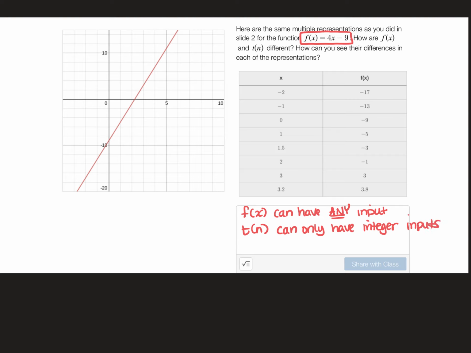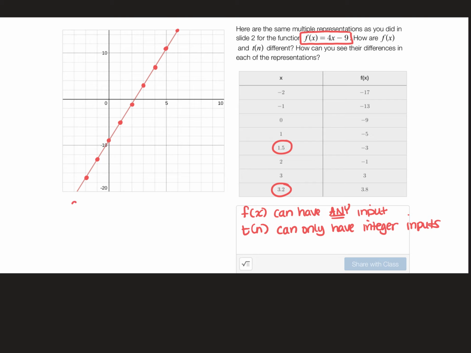And I can see that because in the table, I've got inputs that are not integers. On the graph, I see that I've connected it, which means instead of having just the values for x equals 0, x equals 1, x equals 2, 3, and so on, okay, if I just had those points plotted, that would represent a sequence. But as soon as we connect it, it becomes a function.